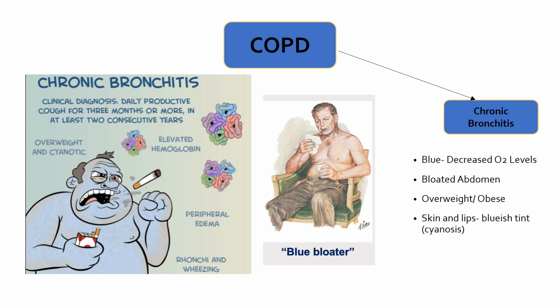They're blue due to decreased oxygen levels. We consider them bloated due to abdominal bloating. This patient usually presents as overweight or obese, and their skin and their lips always have like a bluish tint due to cyanosis. Their cough is usually more prevalent than emphysema. You can hear more rhonchi and wheezing in this patient due to the bronchial constriction. And they often have more of a cyanosis appearance and peripheral edema.